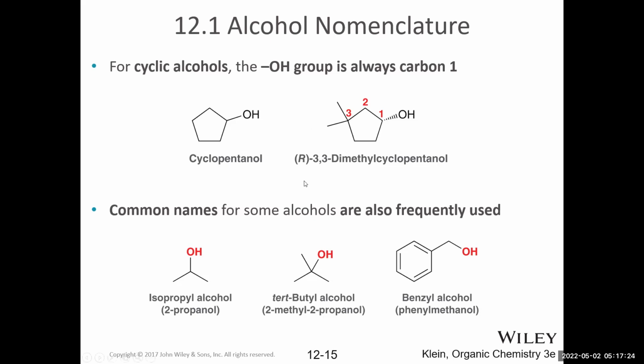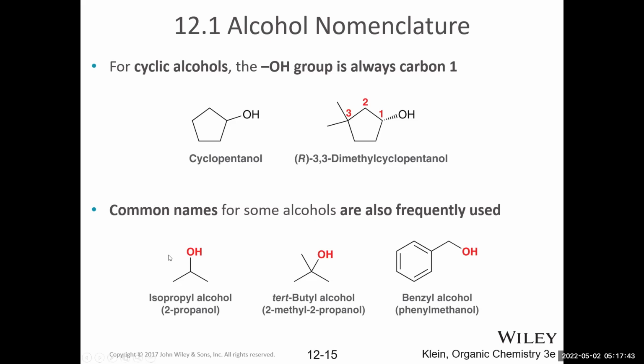And then don't forget, if there's chiral centers, that R and S, or alkenes could be E and Z. All of that stereochemical information needs to go in the name as well. Common names for some alcohols are also frequently used.